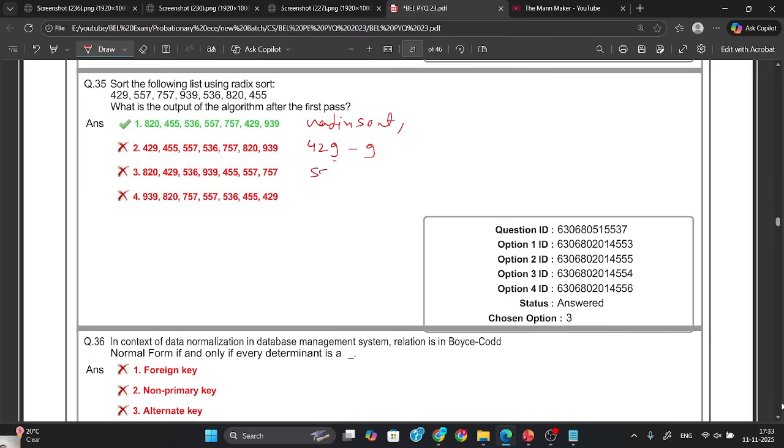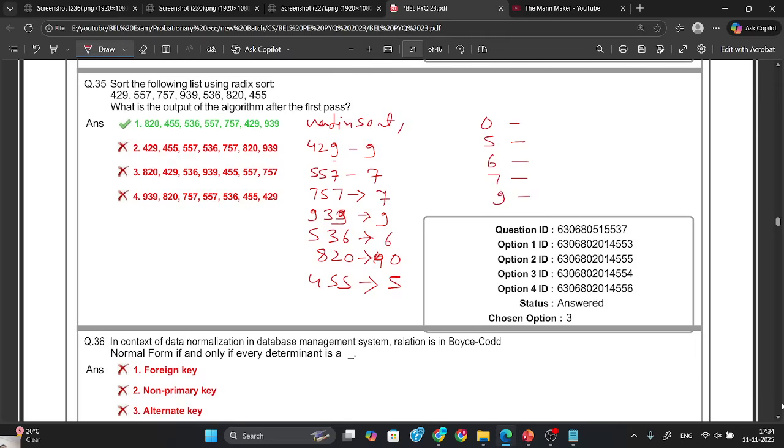Now 557, so radix is 7. Now we have 757, radix is 7. 939, so we have radix of 9. 536 means 6 radix. Then 820 means 0 radix. Then we have 455, which means 5 radix. So basically we have 0, then 5, then 6, then 7, and then 9 radix.